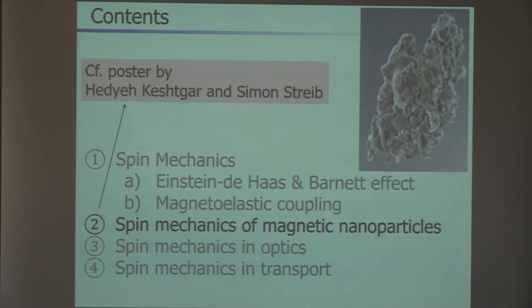Okay, so that was the introduction, and let's come to the first topic of new results. There is a poster by Hedje Keschka and Simon Streib. Hedje was not able to get a visa, but Simon is here. So please visit his poster to learn more about this. I will just give a brief summary.